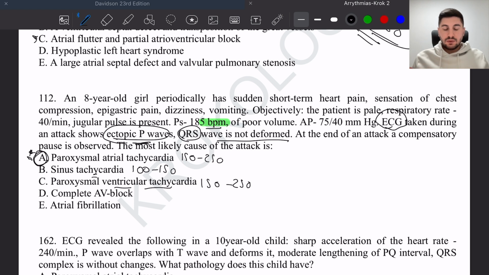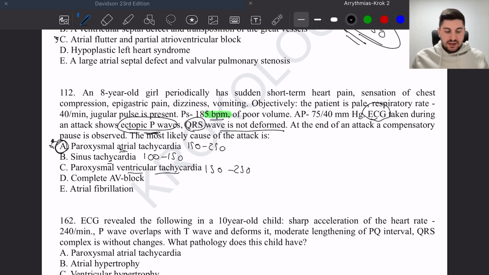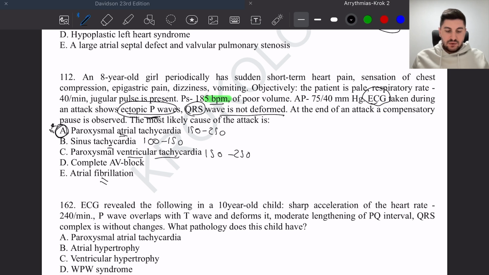And the P waves will be normal. But in atrial tachycardia, the P waves will be ectopic and the QRS will be deformed. And in atrial fibrillation, there we will have flutter waves. Sorry, not flutter waves. They will call them fibrillation waves.